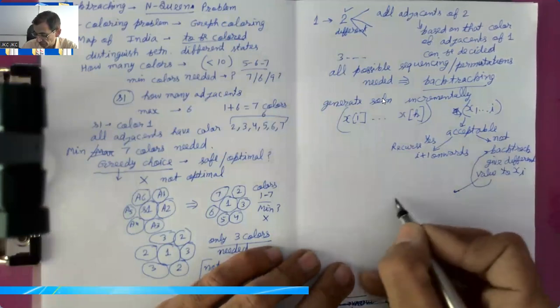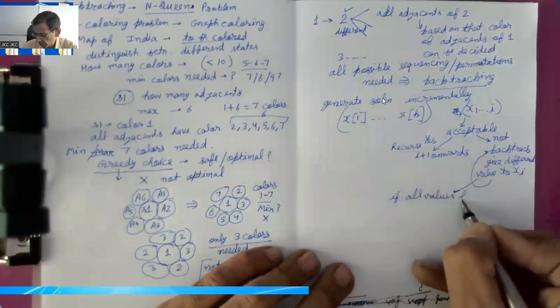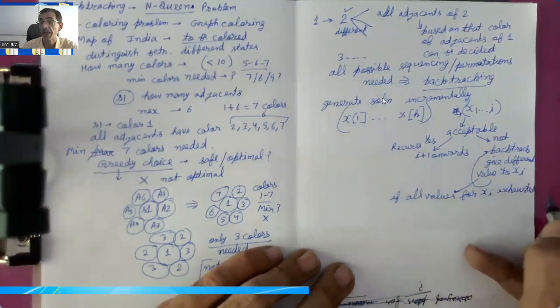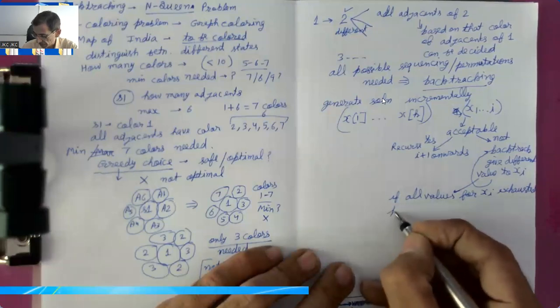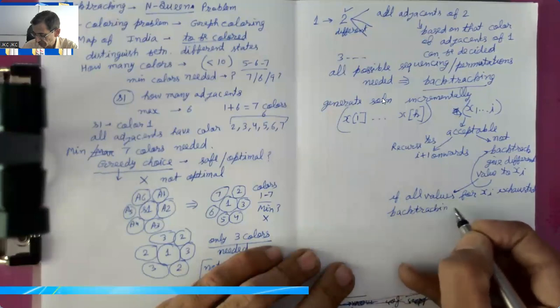If all values get exhausted, obviously you have to backtrack further. Backtrack to xi minus 1 and explore with the remaining values.